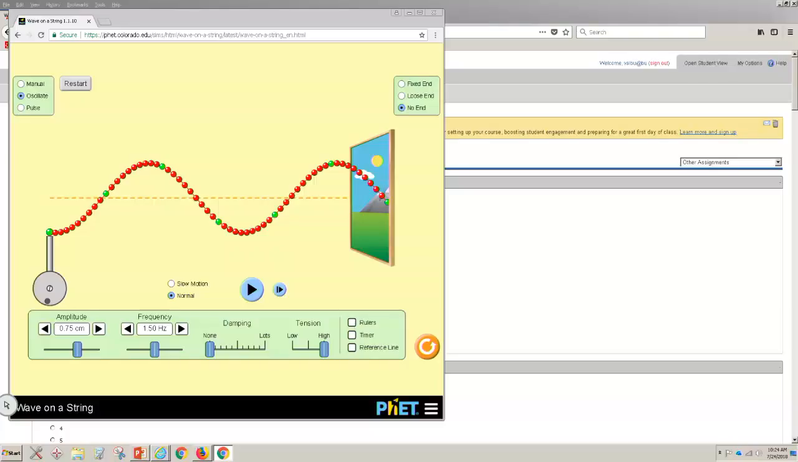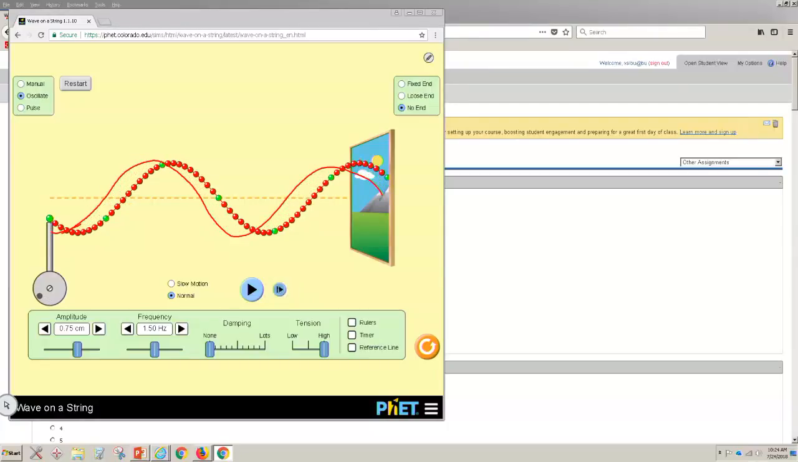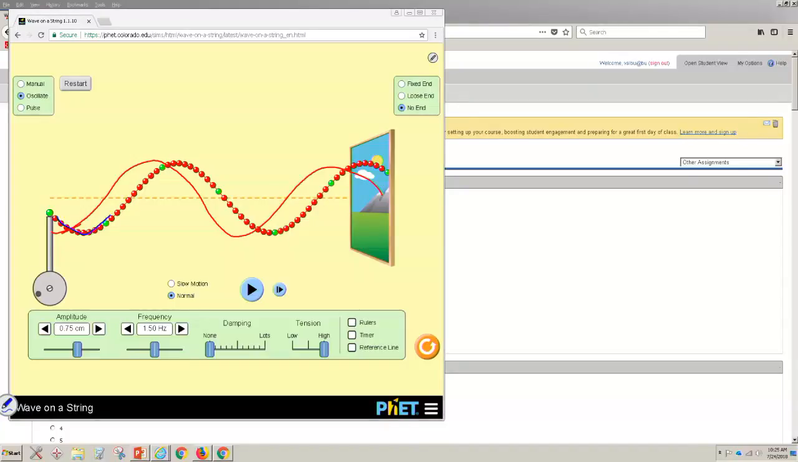In a fraction of a second, I'll try. Oh, it works. So this is the snapshot of this wave right here, right now. If we wait a fraction of a second, this is how it looks now. This is the next profile of the same wave. So we can see it looks like it just moved as a whole to the right.